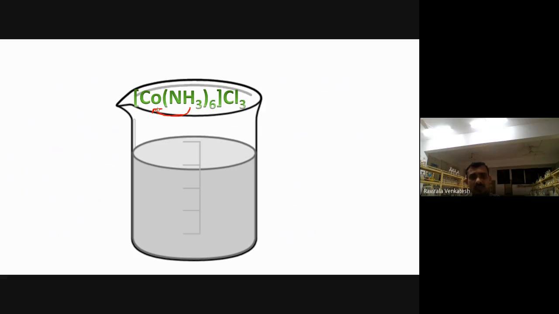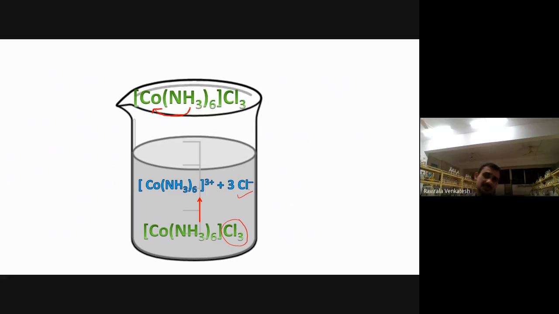Now this one I am dissolving in the water. What happens here? It will dissociate whichever counter ions you have outside. For this one, the outside counter ion is what? 3 moles of Cl minus. This will dissociate. The ones present in the complex sphere don't dissociate, remember. Only those in the outer sphere undergo dissociation.